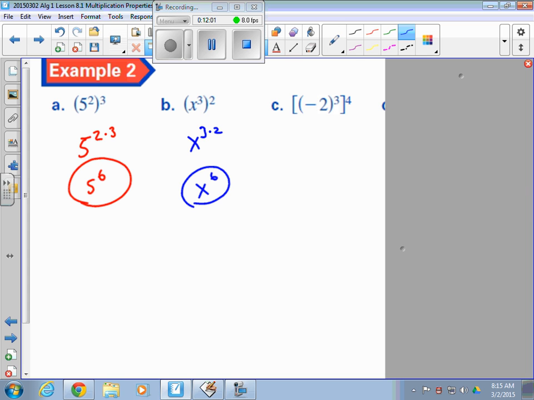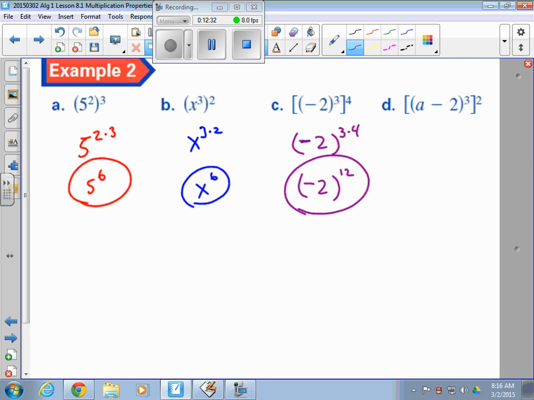Do this one. Negative 2 to the 3rd to the 4th. Again, a power to a power. So you're going to have negative 2 to the 3 times 4. You're going to do it like that, which is going to be negative 2 to the 12th power, since 3 times 4 is 12.